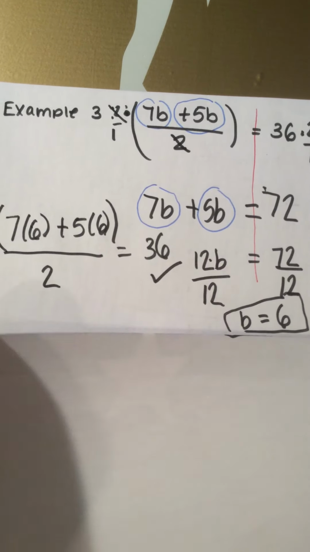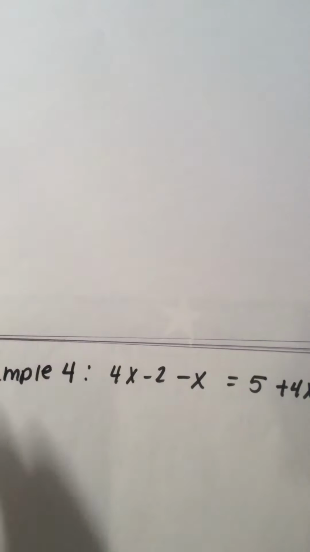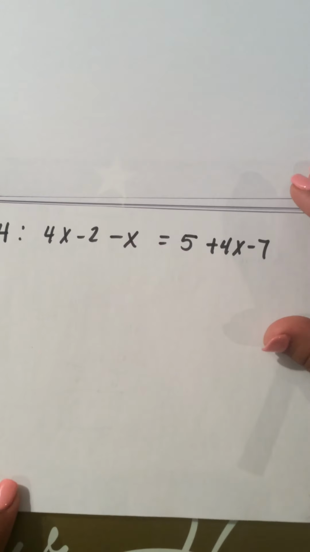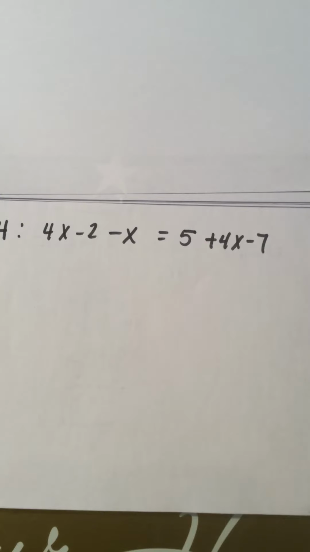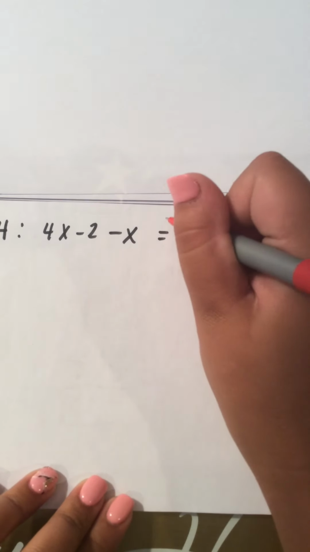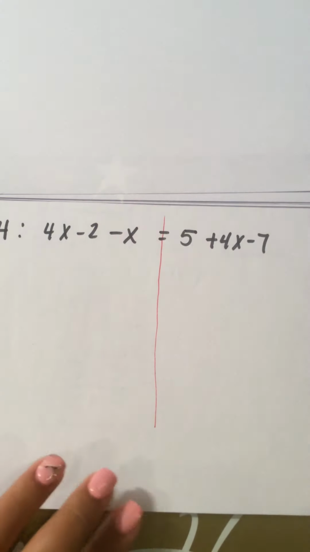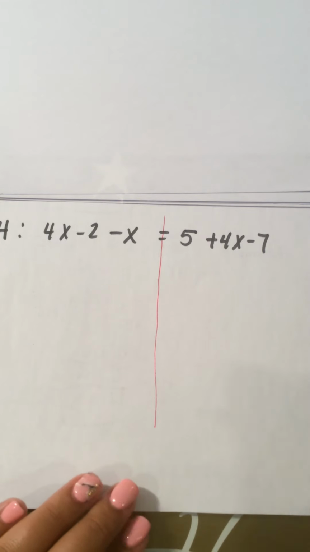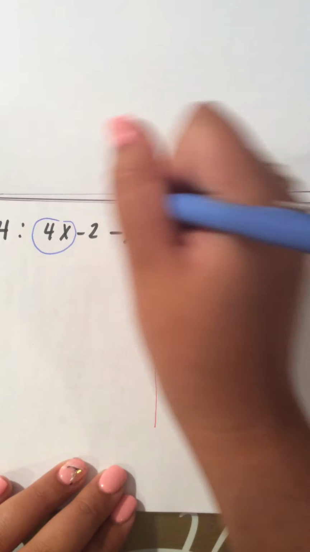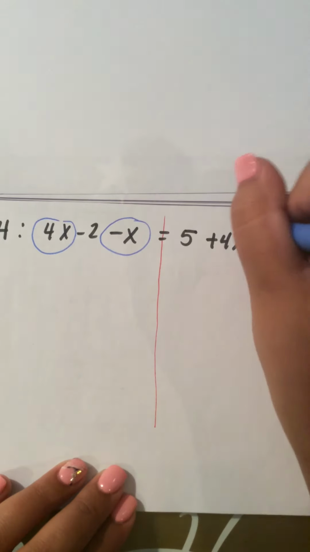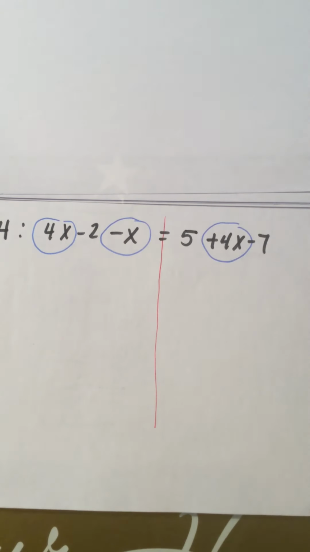All right, last example. Example 4. Okay, this one's kind of long. 4x minus 2 minus x equals 5 plus 4x minus 7. Before I start doing anything, let's draw the line down the equal sign so we can see both sides of the equation. Circle the 4x. Circle the negative x, and circle the 4x over here.